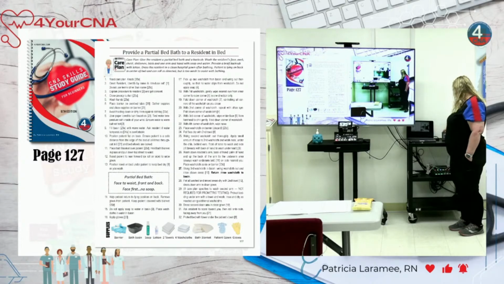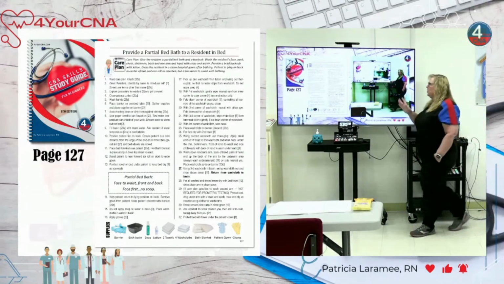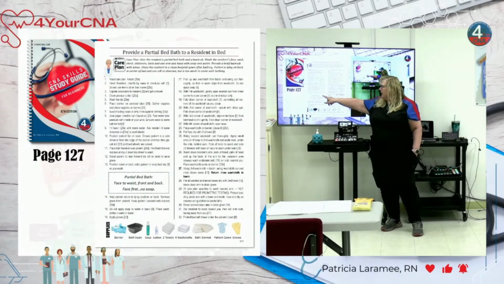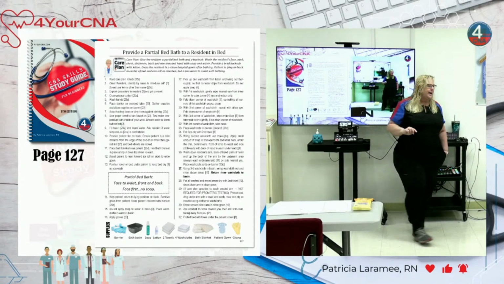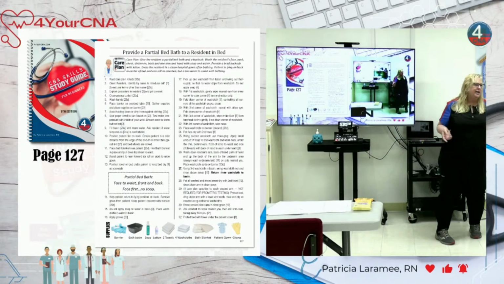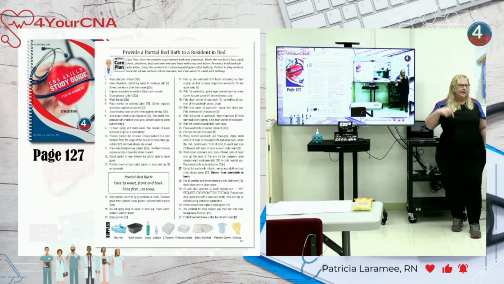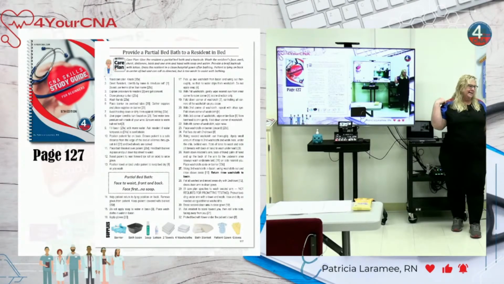Got to memorize it. Shorthand version to remember this skill is this right here. Partial bed bath, face to waist, front and back. Tells you everything you needed to know. Face to waist, front and back. And care plan says just one arm and hand. Easy peasy.